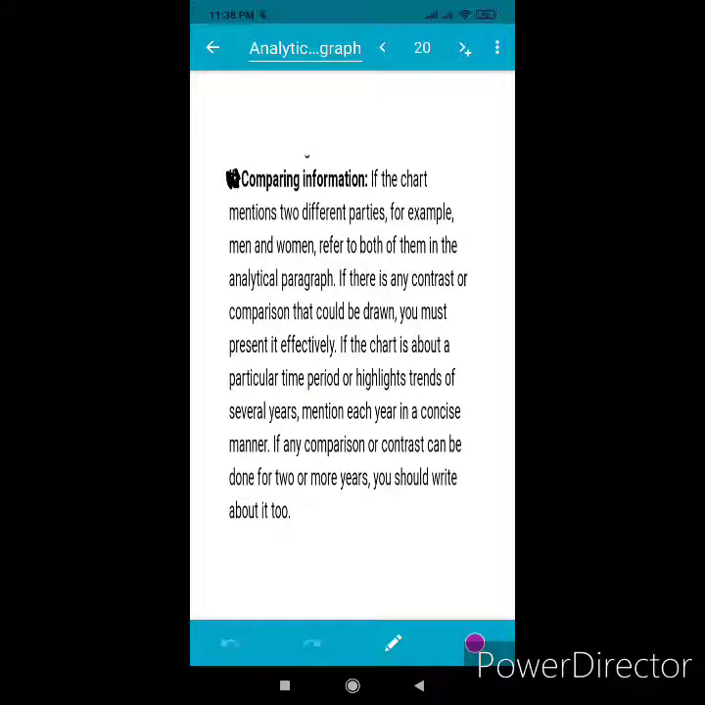Here for comparing, if you want to compare the information, you can use these phrases or words. If the chart mentions 2 different parties, for example, men and women, refer to both of them in the analytical paragraph. If there is any contrast or comparison that could be drawn, you must present it effectively.